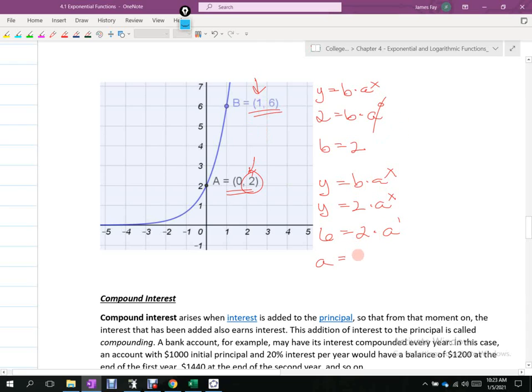But now a, did you guys get 3? So then rewriting this whole thing, y equals b times a to the x. B was 2, a was 3, raise it to the x. There's my formula, 2 times 3 to the x. Can I write that as 6 to the x? No. Okay. Order of operations does not allow that.